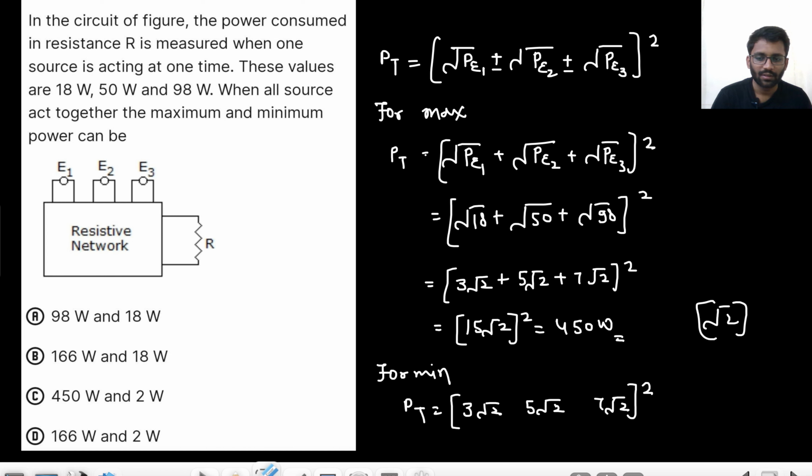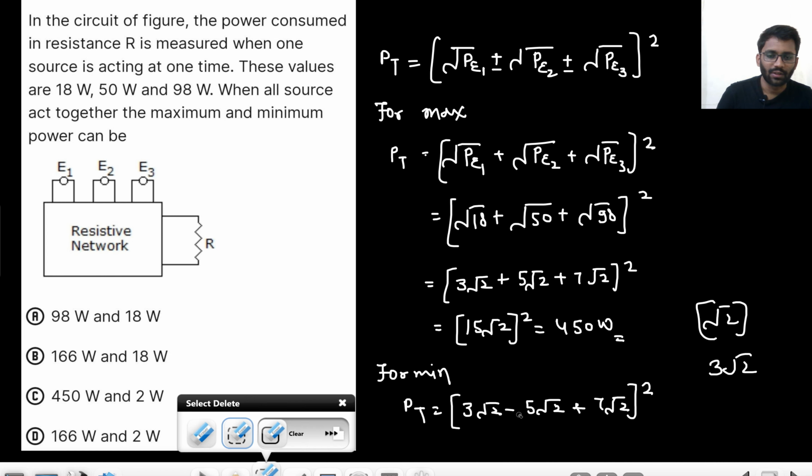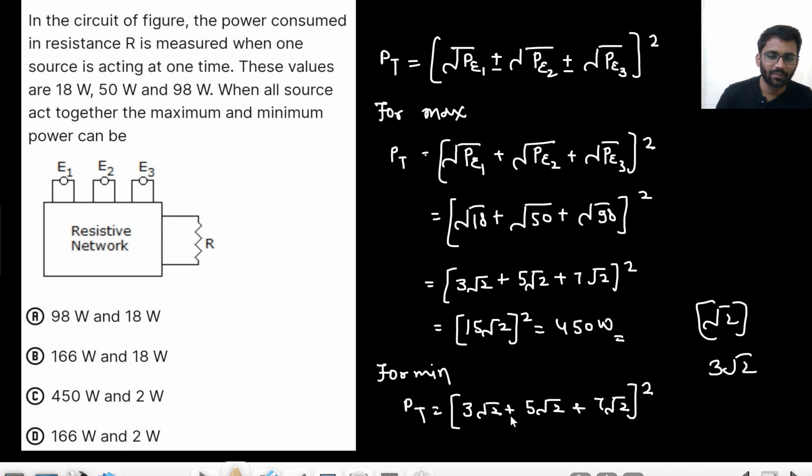Now what do I do? I put minus here and plus here. Then what am I getting? 7 plus 3 is 10, 10 minus 5, that means I am getting 5 root 2. Okay, now what do I do? I put plus and minus on both sides. So what am I getting? 12 minus 3, that means 9 root 2.